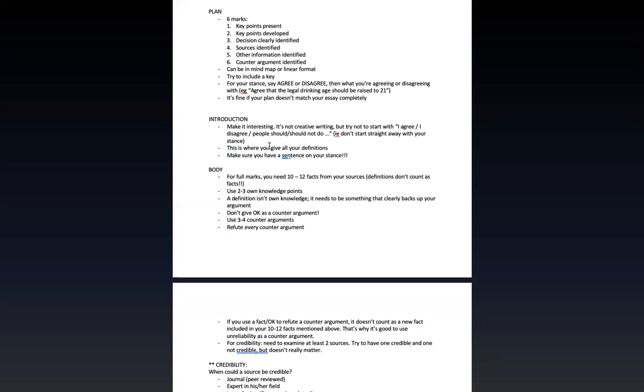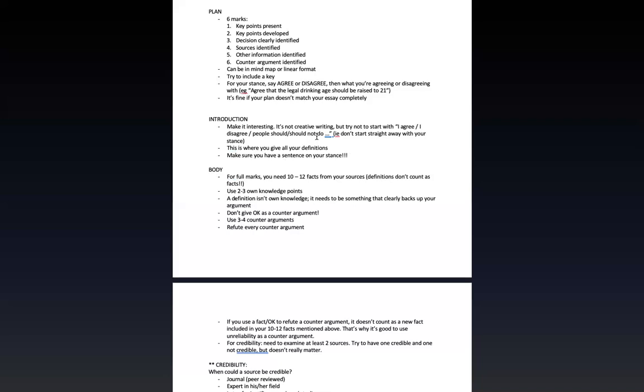In your introduction, you need to have all your definitions. This is where you define everything. But as I'm going to say a little bit later, definitions don't count as facts. They don't count as the knowledge that's giving you the marks. So don't spend 20 minutes on your introduction giving all your definitions, because you're not actually getting very many marks from that. And obviously in your introduction, you need to have a sentence on your stance.